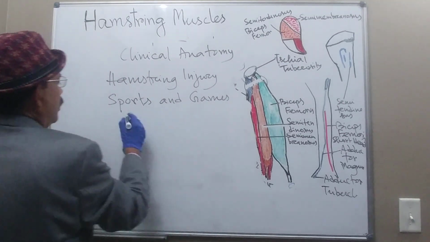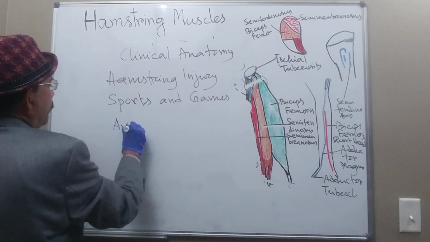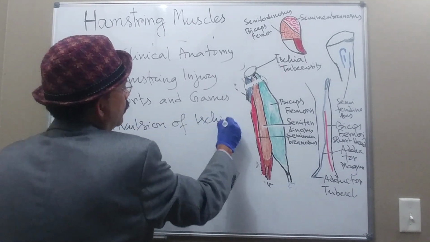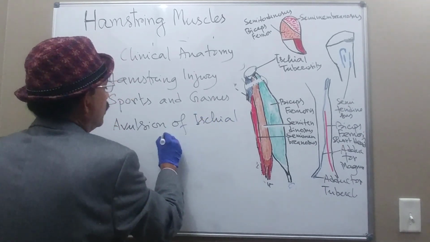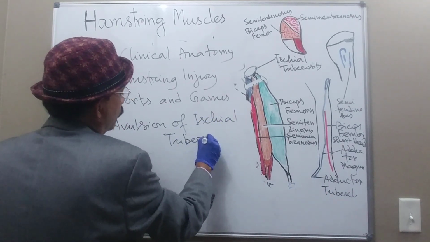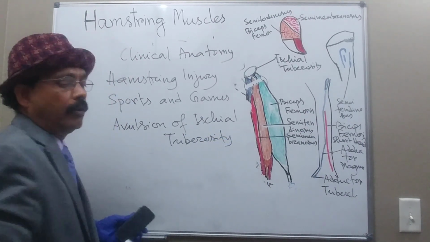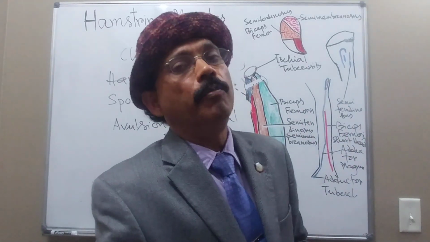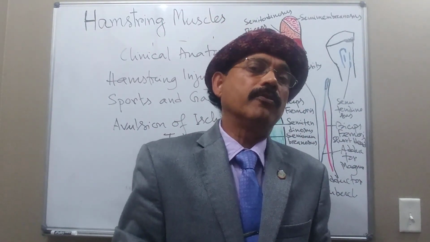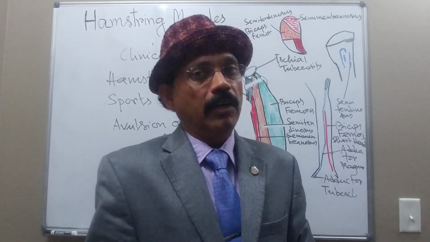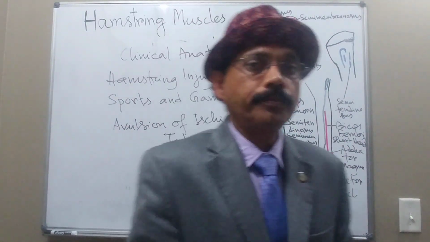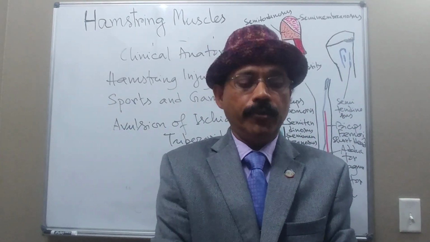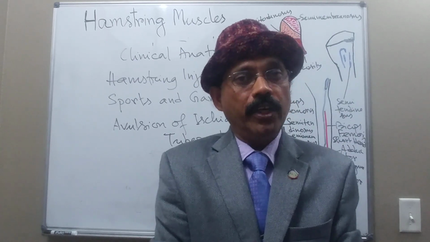Or there may be avulsion of the ischial tuberosity. In certain conditions that may happen, due to a sudden kick or sudden movement, especially in an unconditioned player, or maybe a conditioned player with very strenuous movement of the muscles. There may be a pull, there may be injury, there may be avulsion of the ischial tuberosity. That's all about the hamstring muscle.